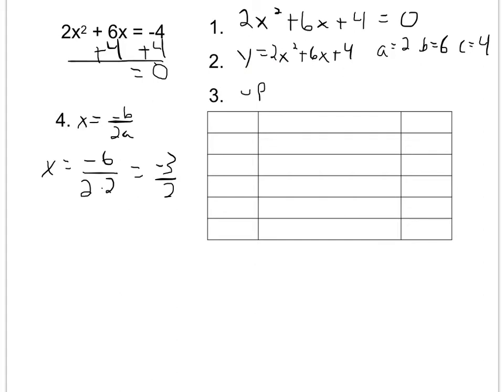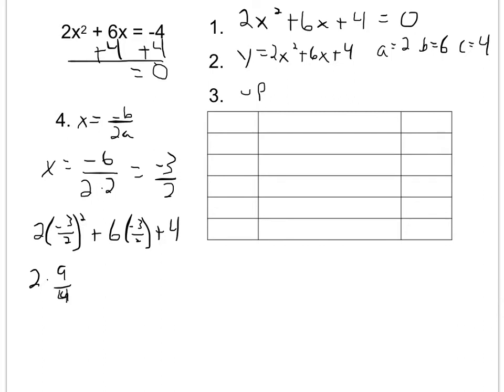So I'm going to put 2 times x, which is negative 3 halves, squared, plus 6 times x, which is negative 3 halves, plus 4. So I'm going to have 2 times, well, negative 3 halves squared is negative 3 halves times negative 3 halves, that's 9 fourths.